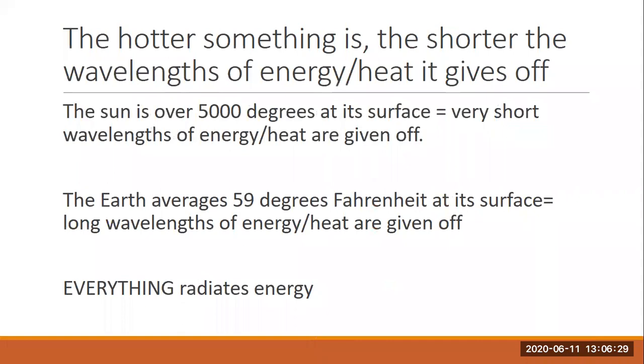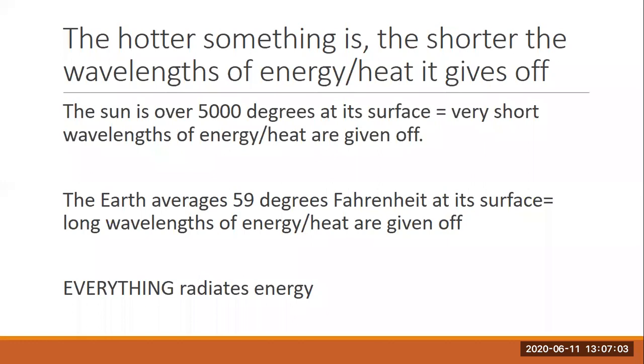The thing to know about wavelengths and how long or short they are is based on temperature. The hotter something is, the shorter the wavelengths given off by that object. We know the sun is hot. At the surface of the sun, it's about 5,000 degrees. That's even much cooler than at the very core of the sun, which is about 15 million degrees. But the hotter an object is, the shorter the wavelengths given off by that object.